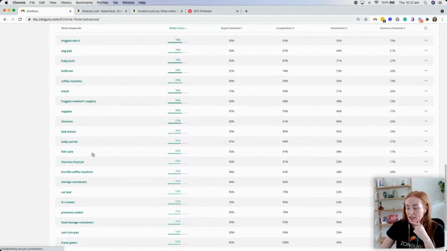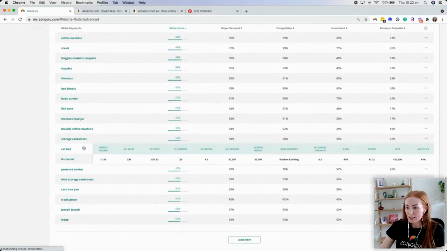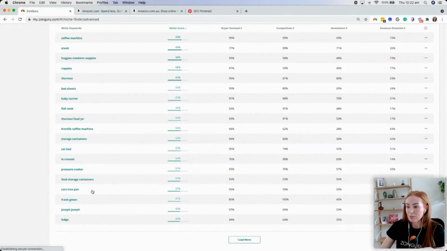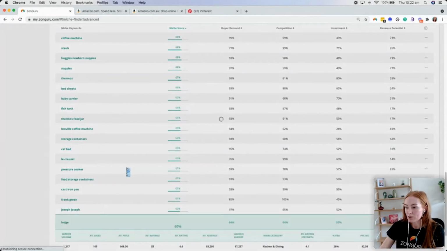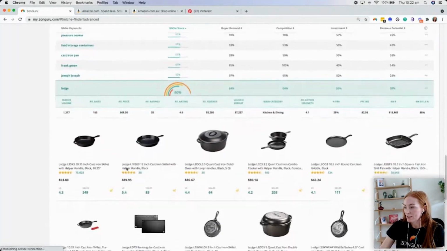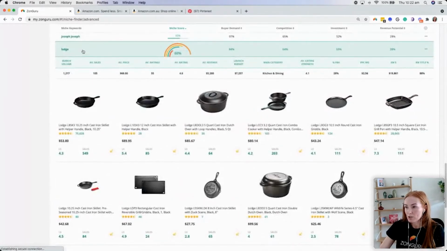And the idea is that you just scroll down until something catches your eye, and it can be something that you don't even know what it is. I don't know what this one is. Okay, it's a type of pan. Sometimes you do get brand names.